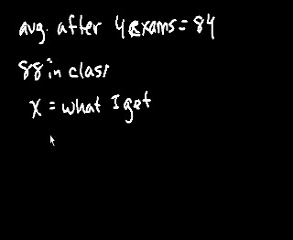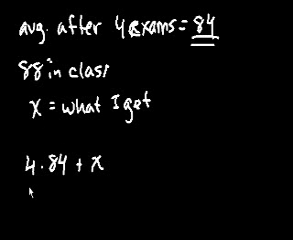So now what we can say is that for the first four exams, I could either list out the first four exams that I took, or I already know what the average is. So I know the sum of the first four exams is going to be 4 times 84. And now I want to add what I get on the fifth exam, x, and now I'm going to divide that by all 5 exams. So notice, this number is the average of my first 5 exams.